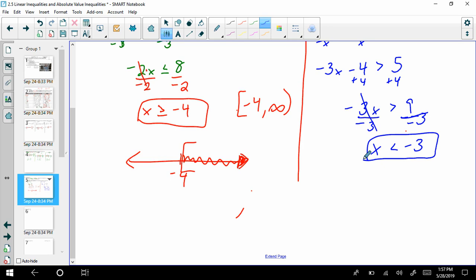If I wrote that in interval notation, this means negative 3 is the highest I can go. And I'd want a parenthesis because I don't have the equal to bar. My graph. Everything under negative 3.